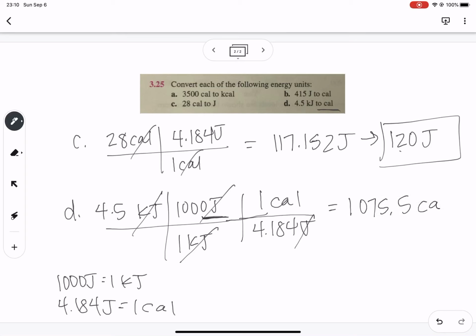1,075.5 calories. But we started with 4.5, which is 2 significant figures. This number has 5 significant figures, so we have to convert it, or round, and that's 1,100 calories.